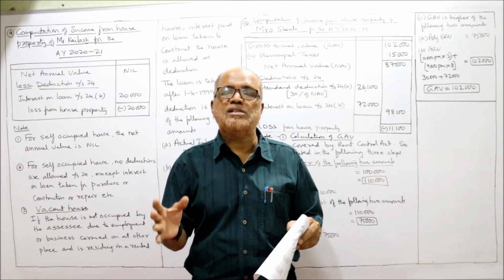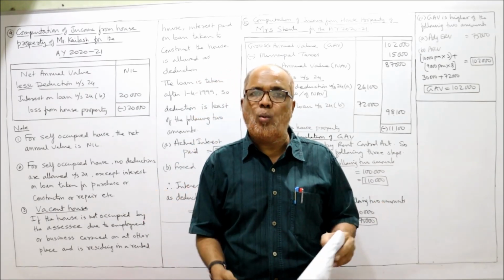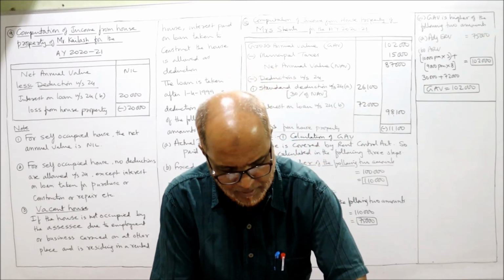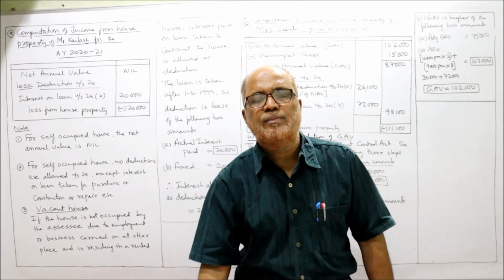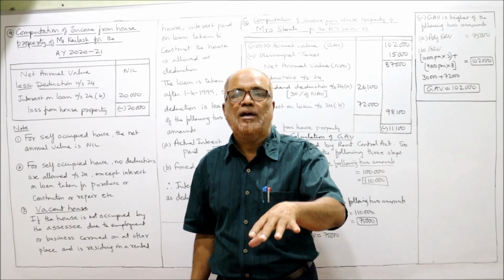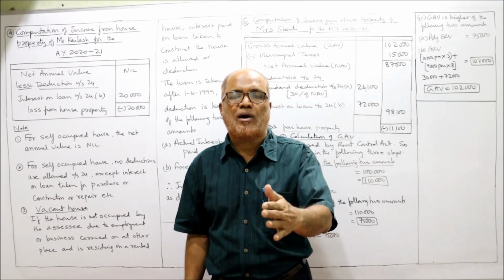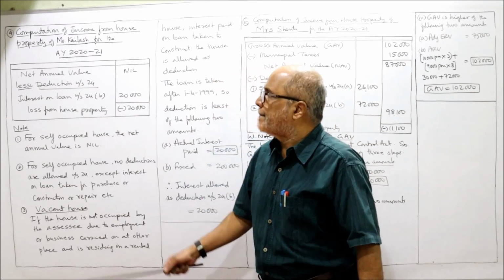Now we have to find out what is the income from house property of the Hyderabad house, which remained vacant throughout the year. So it is a self-occupied house, which remained vacant throughout the year because the assessee has moved from one city to another city on account of shifting of business.